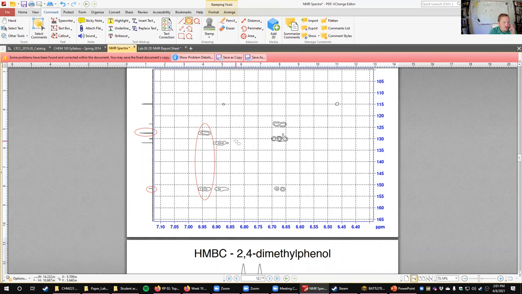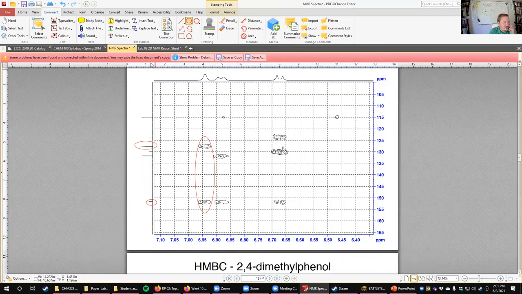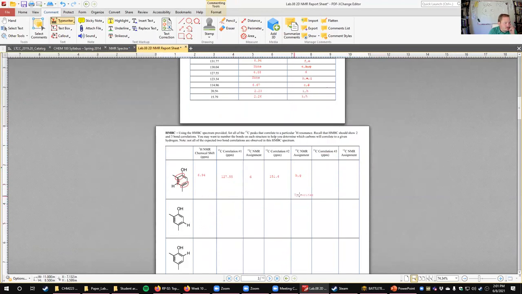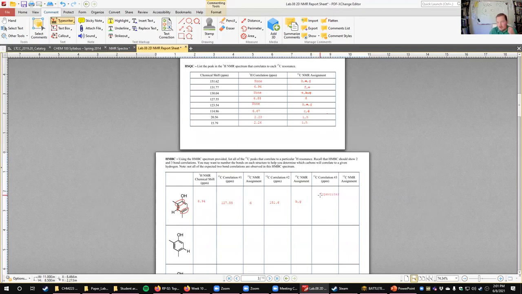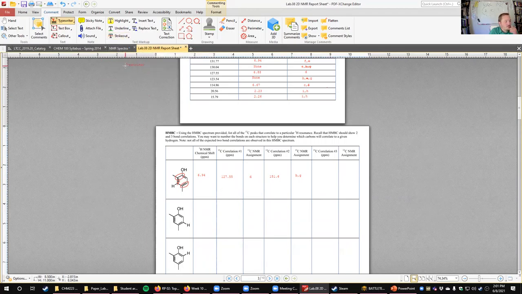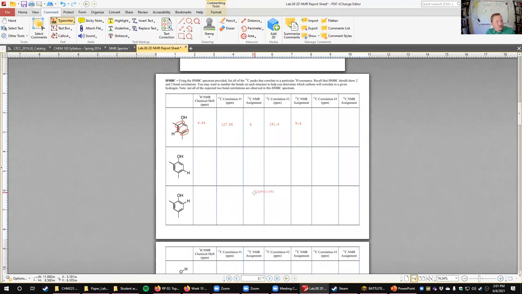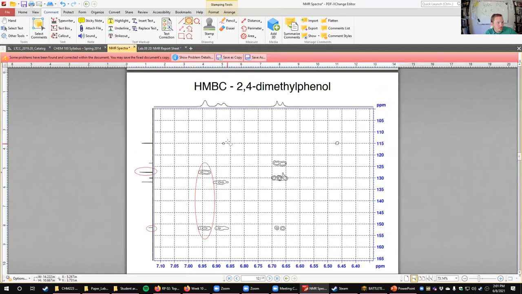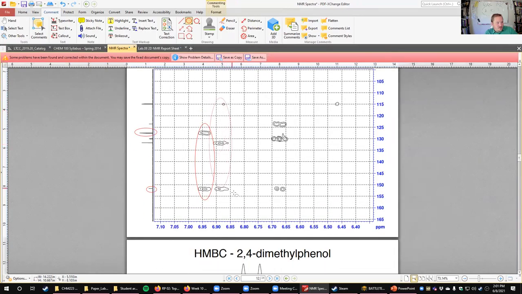Right, and those are the only two correlations for this 6.94. We came back here. This was our 6.94. There's only two signals, so we can't do anything more with it. We've got this 6.8 something, 6.88 is going to be another signal if we want to know what it is. We have to go back through and see if we can assign this. So we have three signals here now.